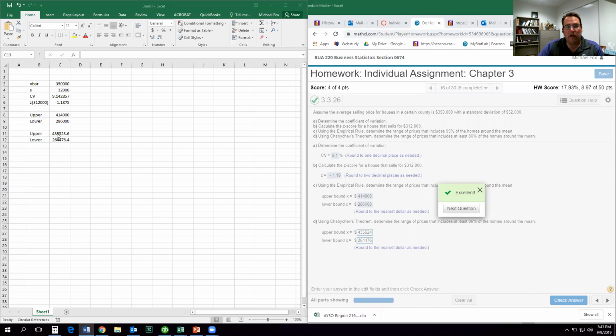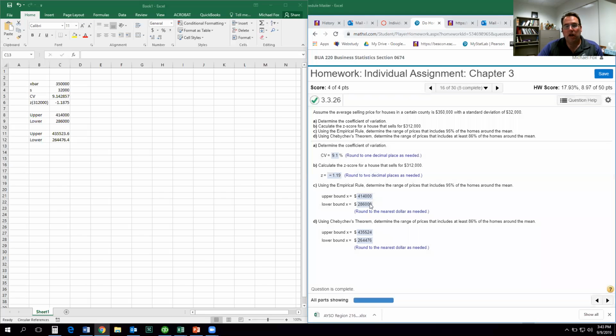You can see the big range we ended up with just to feel good about 86% of the data, whereas with the empirical rule we had a more narrow range, but we included 95% of all the data. But in real life, you often don't know if you're dealing with data that conforms to a normal curve or not. So that's where Chebyshev's theorem comes in: we can still figure out a pretty good range. Like this, we know that 86% of the homes are going to fall between 264,476 and 435,524. That gives us a pretty good range, even if we're not sure about our data set.